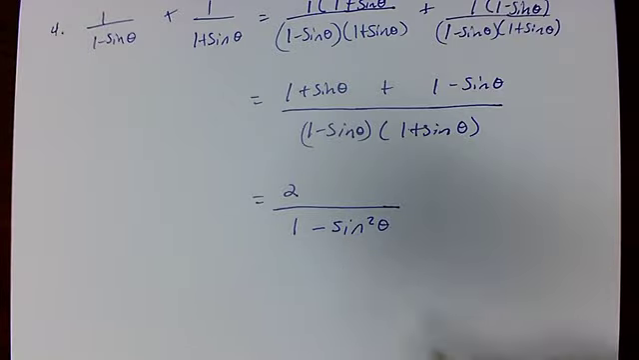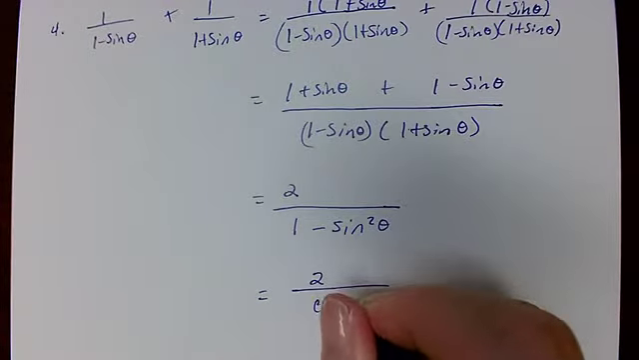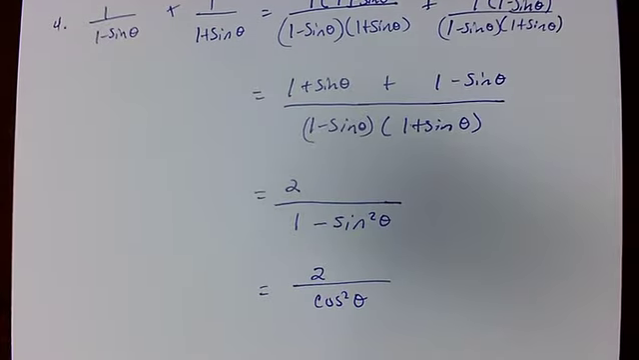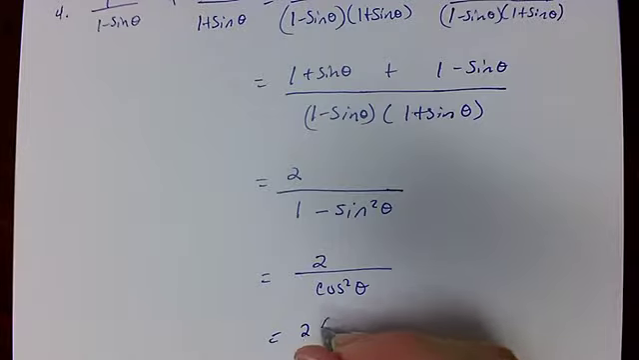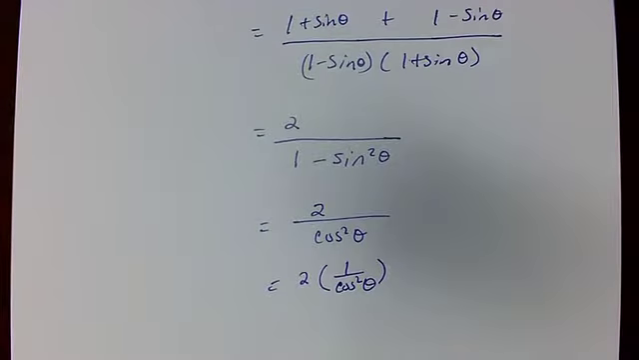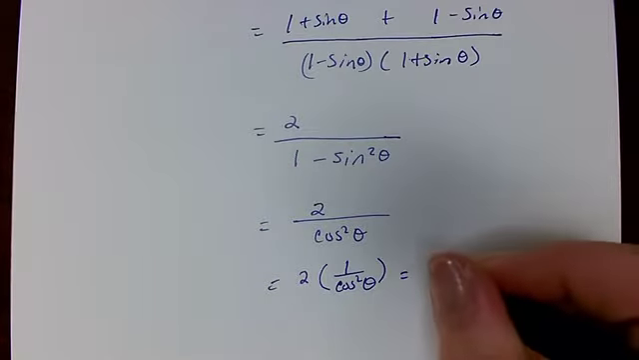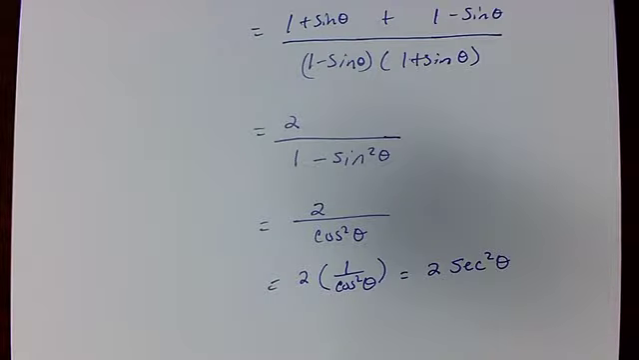Well, 1 minus sine squared theta will get us cosine squared theta through the Pythagorean identities. Well, I can look at this as being equal to 2 times 1 over cosine squared theta. Well, what does 1 over cosine squared theta equal to? That's going to be equal to 2 times secant squared theta.